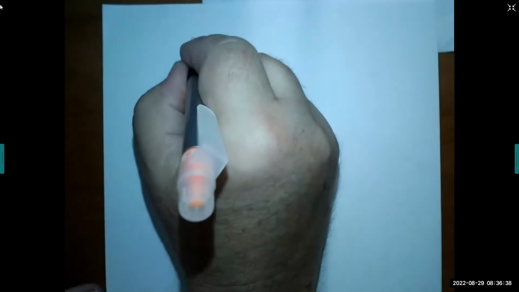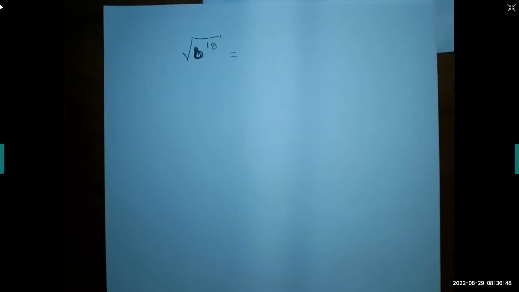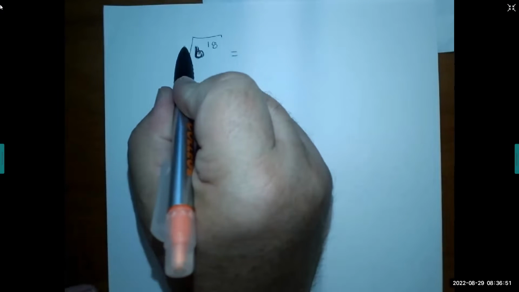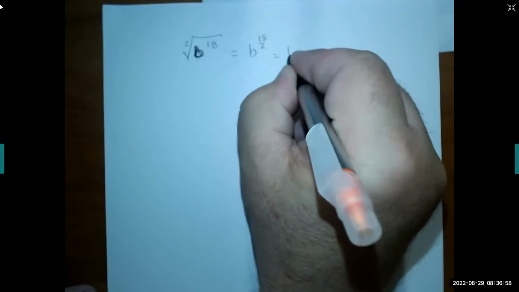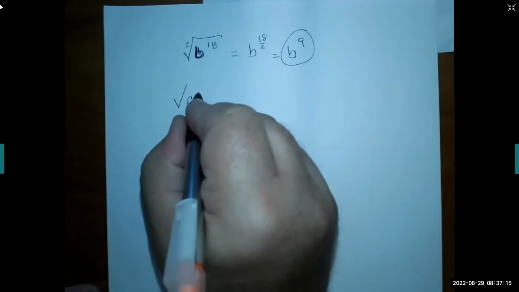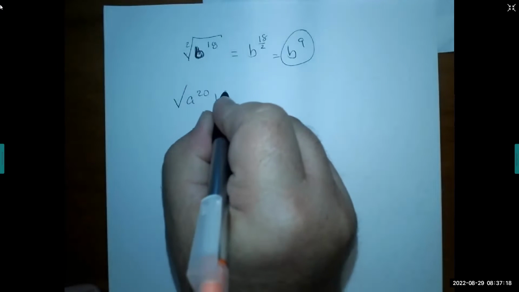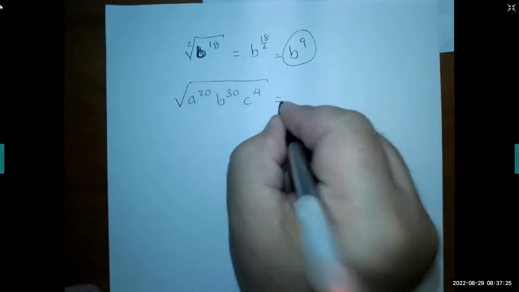That's a B. It's supposed to be a B. So B to the 18th, the square root of B to the 18th is what? What number is here? So what is 18 divided by 2? There's your answer. Okay, how would you do that then?